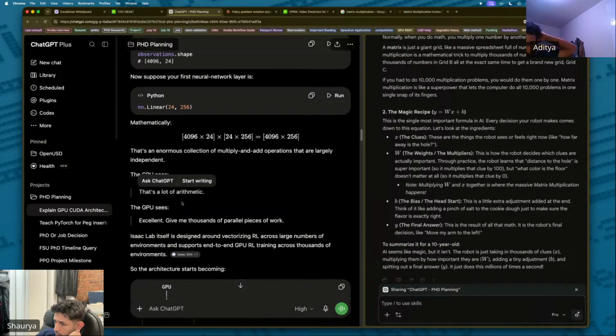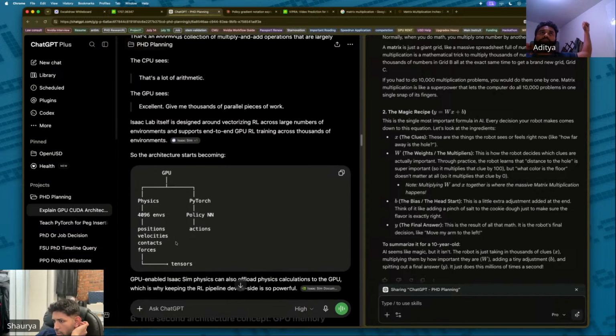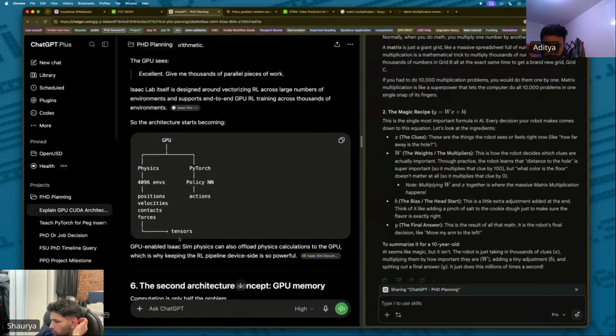For the GPU, there's a lot of arithmetic, and it gives thousands of parallel pieces of work. Isaac Lab itself is designed around vectorizing RL across a large number of environments and supports end-to-end GPU RL training across thousands of environments. So the architecture becomes GPU physics, PyTorch, positions, velocities, contacts, forces, tensors, actions. GPU-enabled Isaac physics can also offload physics calculation to the GPU, keeping the RL pipeline device-side. So powerful.